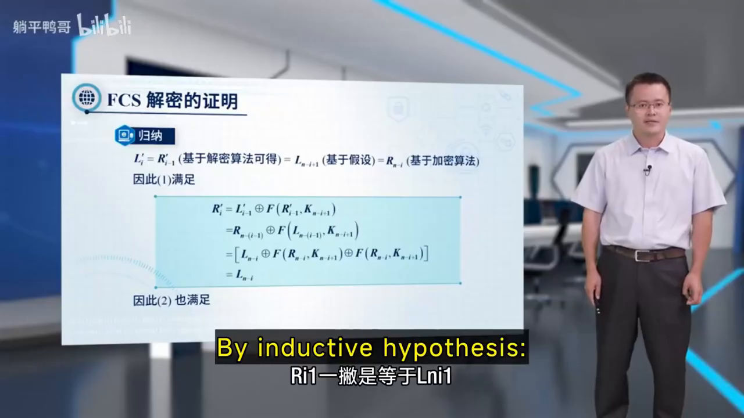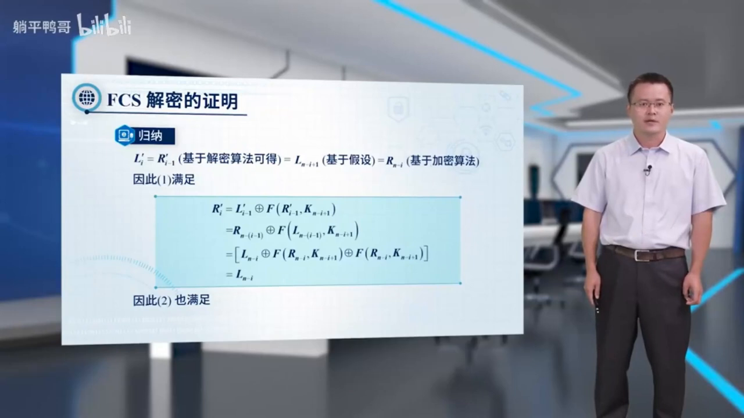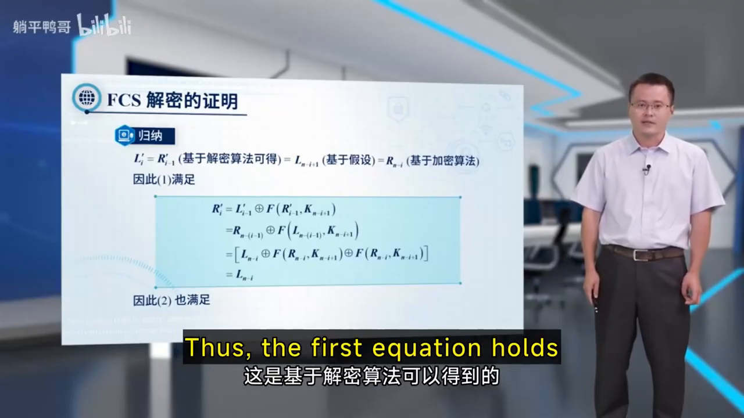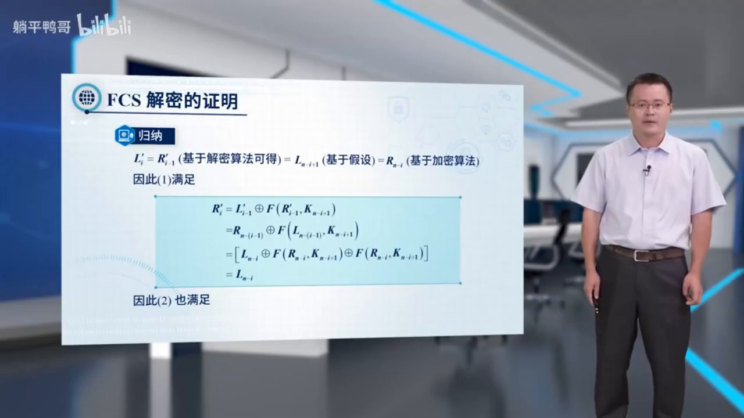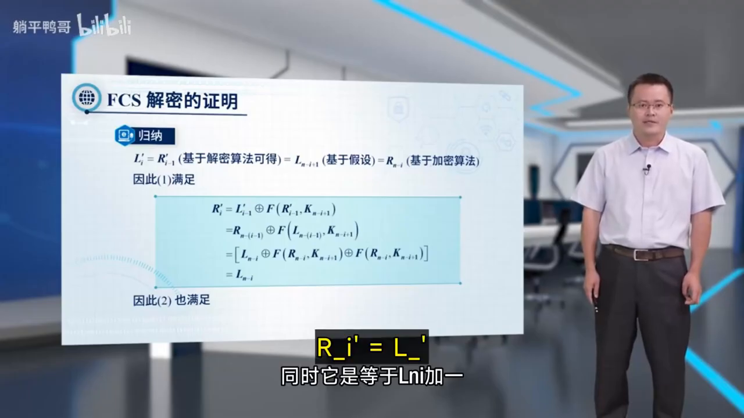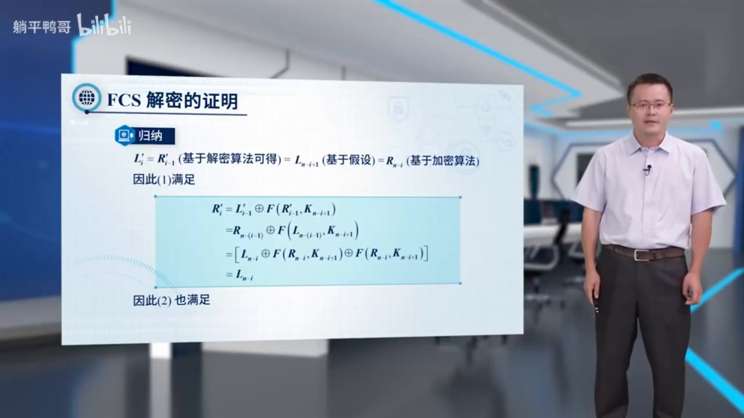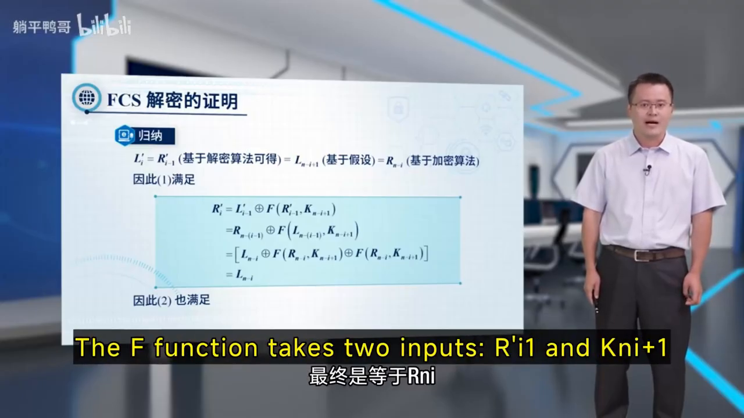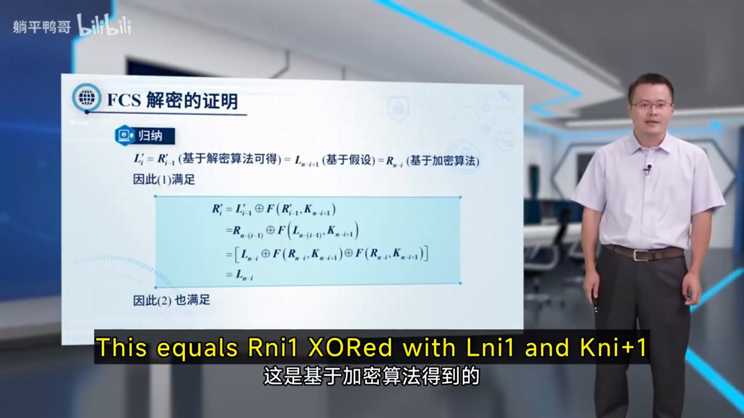By inductive hypothesis, from the encryption algorithm. Thus, the first equation holds. R_i equals L_{i-1}. Performing XOR operation with F function. The F function takes two inputs, L_{i-1} and K_{i+1}. This equals L_{i-1} XORed with L_{i-1} and K_{i+1}.